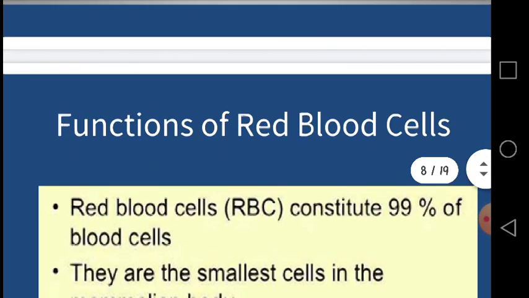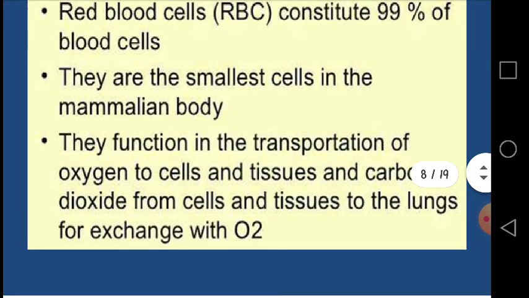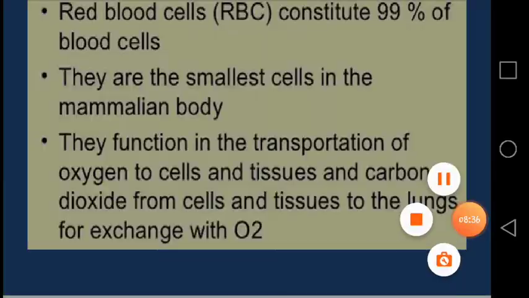Now we are focusing on the functions of the red blood cells. The main and the major function of the red blood cells is to transport oxygen to cells and tissues from lungs, and the carbon dioxide from cells and tissues to the lungs. Besides this, they are smallest in size, as we have discussed earlier, and the red blood cells constitute 99% of the blood cells.